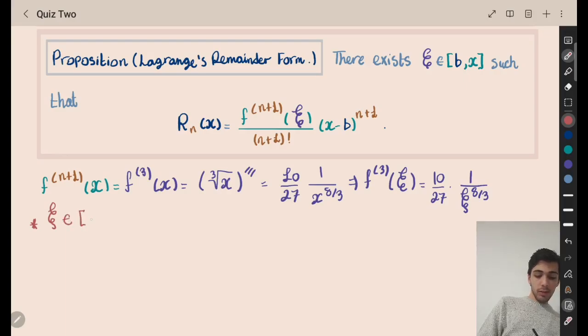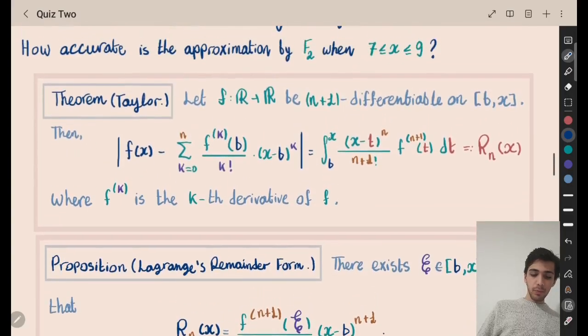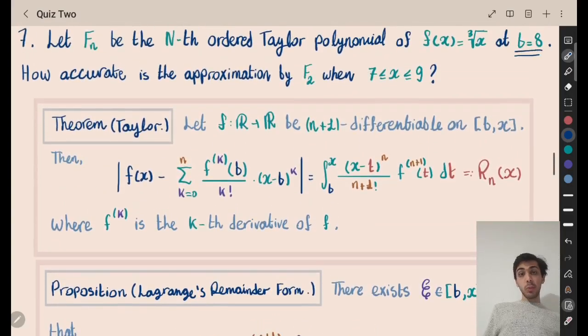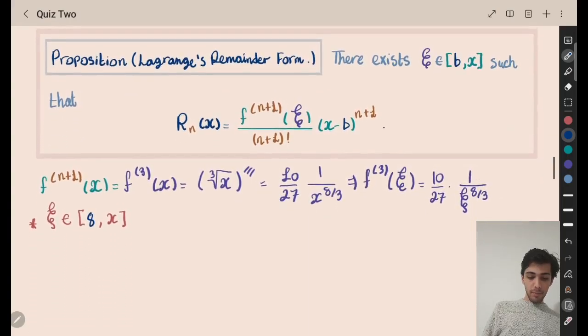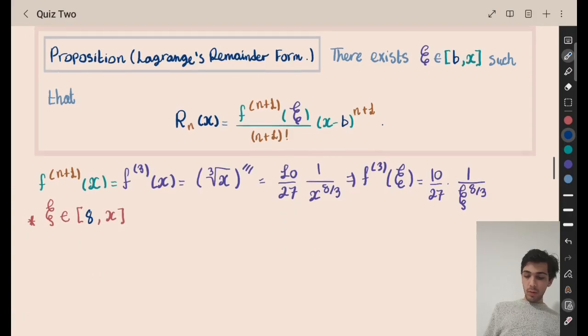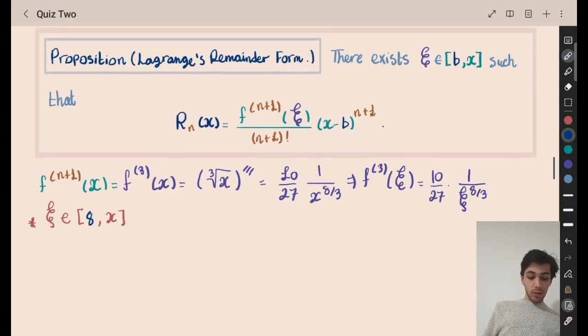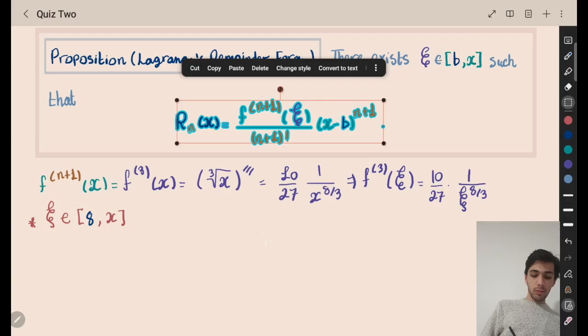We know that it is in the interval starting from b and going all the way to whatever x is going to. Keep in mind that our b, which is the center of the polynomial we're expanding at, is equal to 8. This is given to us here. We are expanding the Taylor polynomial at b is equal to 8. So that's good. Now let me write the format for the expression.